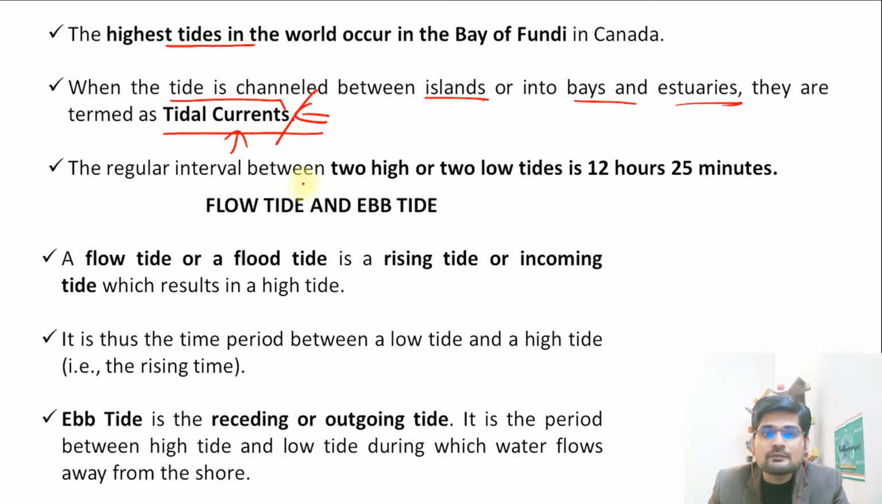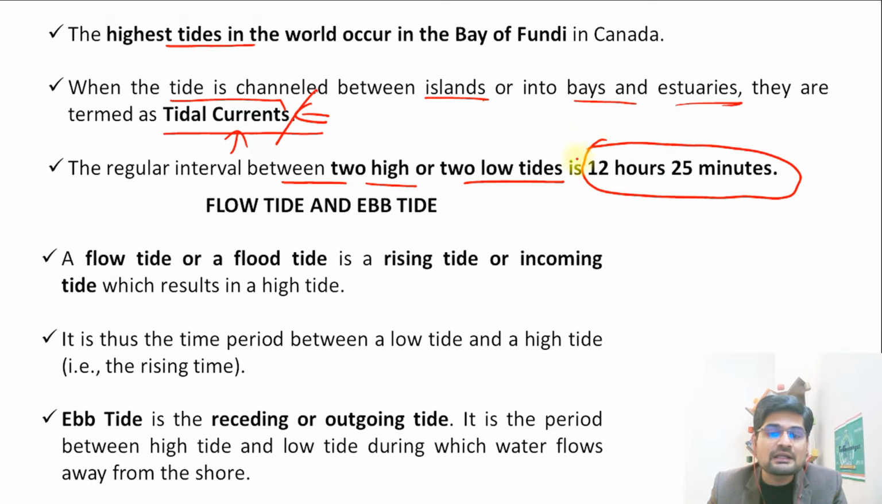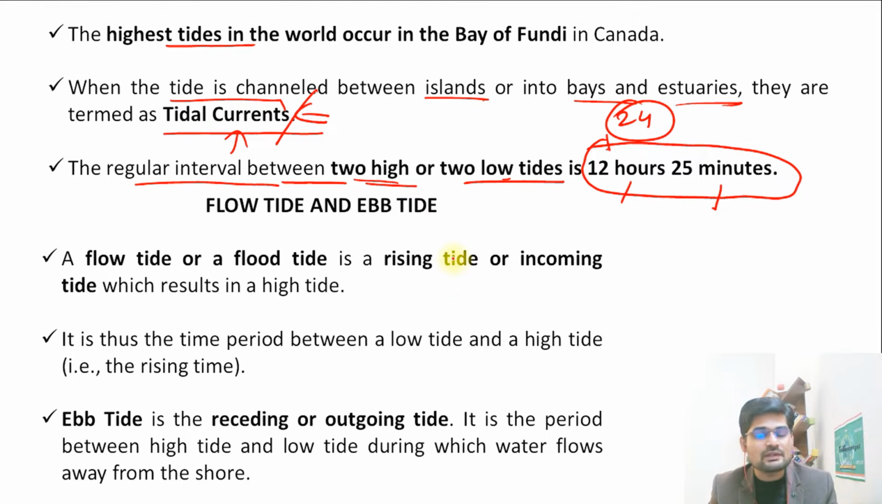Now, the regular interval between two high or two low tides is 12 hours and 25 minutes. Remember, we have a 24-hour clock system, and in 24 hours, you have almost half the time when two high or two low tides are given. So there is a regular interval of 12 hours and 25 minutes. That is important, but this is a generalization. Remember, there are also anomalies at certain places in the world where this time fluctuates, but this is an average value that you should remember. 12 hours and 25 minutes, that is the regular interval between two high or two low tides, right?